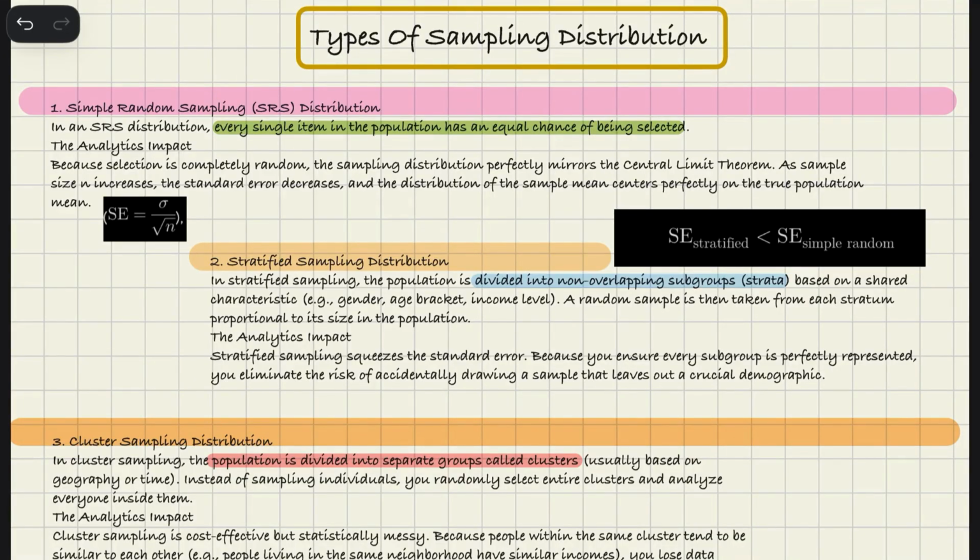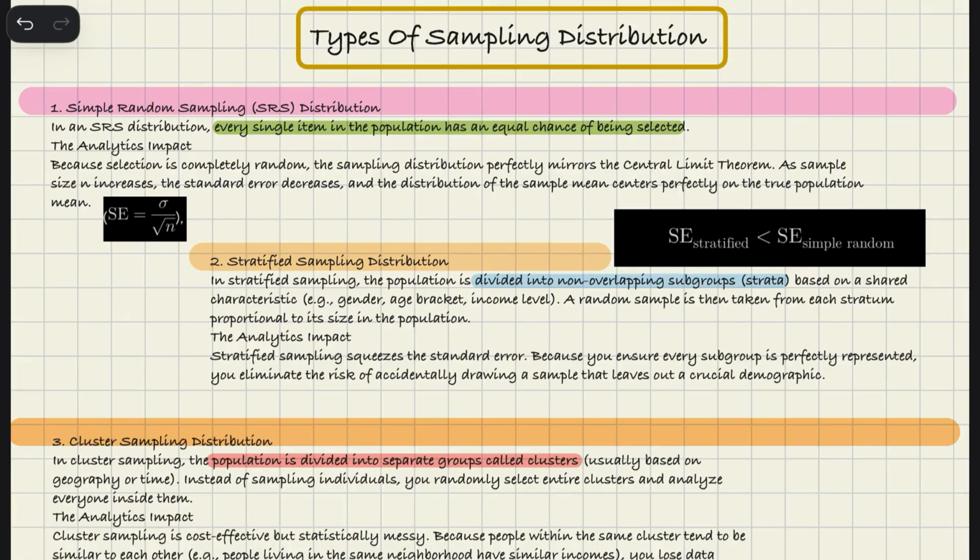So last but not the least is the types of sampling distribution. We have already discussed what sampling distribution is, but let's have an overview of the different types. First, we have simple random sampling. It is the most fundamental approach. In this method, every single individual in the population has an absolutely equal chance of being chosen. So there is no bias, no grouping, no hidden strategy. It is pure, unadulterated randomness.